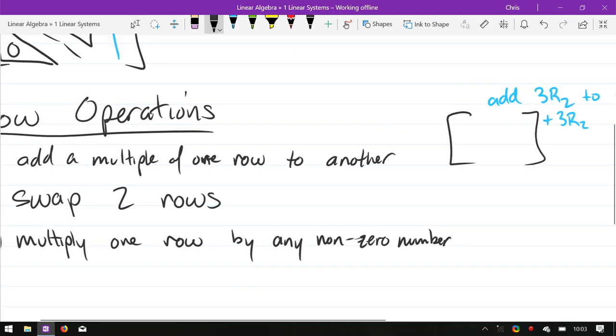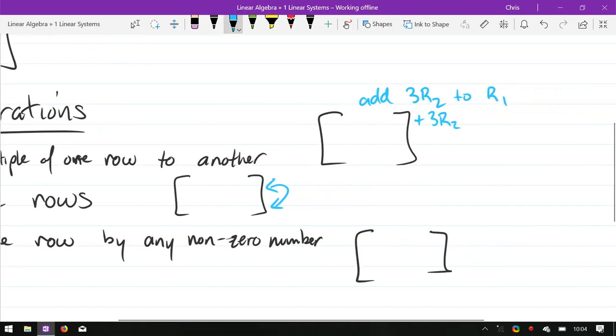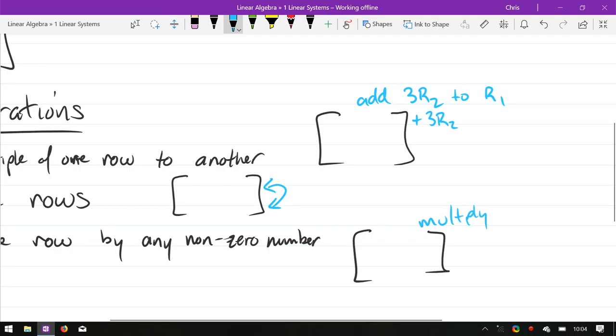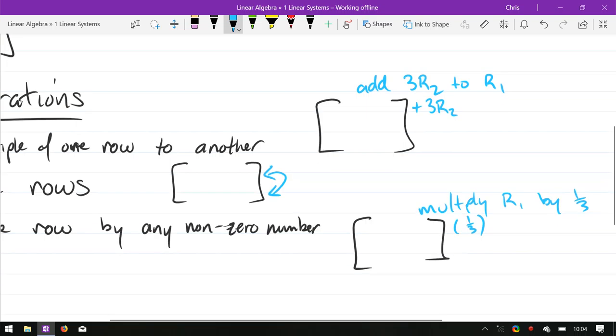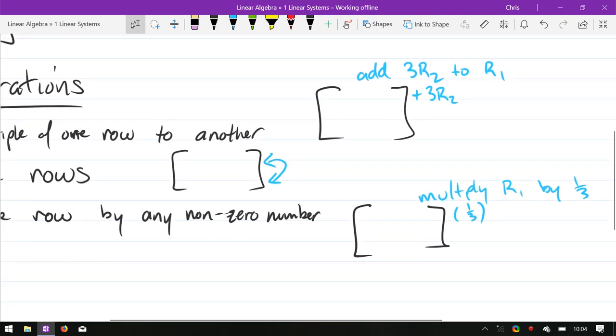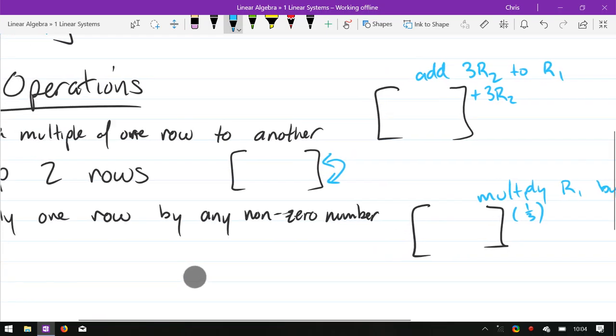Swap two rows, that's the easiest notation there is. If I want to swap row one and row two, I just draw a little arrow like this that says take these two and flip them around. Last one, multiply by a non-zero number. Let's say I want to multiply row one by a third. I'm just going to put a little parenthesis, one third, just like I would denote in algebra if I wanted to multiply the whole equation by that number. So you just put that number in parentheses, and that means multiply, whereas if you look up at the addition, you see the addition sign. So it's pretty clear up on the first one, I'm adding three row two. I'm not multiplying row one. All right, so that's how we're going to denote these.